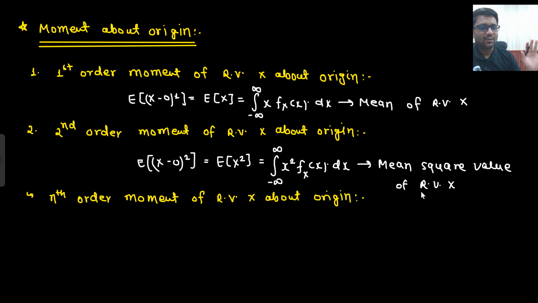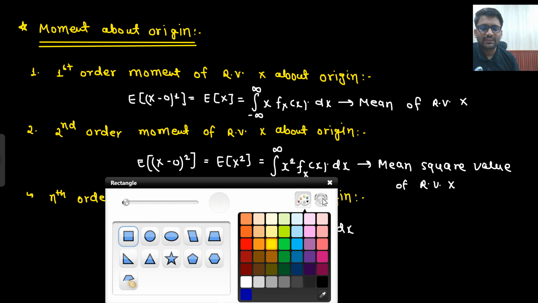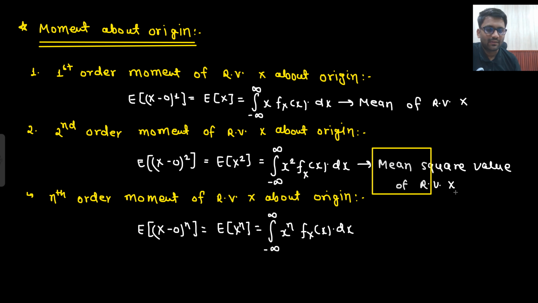Although we will write down everything in the conclusion, you should remember that E of x square is known as mean square value of random variable x. Is that okay for you? Will you be able to remember? Surely you will be able to remember. Now nth order moment of random variable x about origin. So moment about origin, and it should be nth order. What would that be equivalent to? The integral of x to the power n, since this is a function of x only, fx of x dx. So this name you need to remember. From this slide, what is the important part? Mean square value of random variable x. This is equivalent to E of x square.